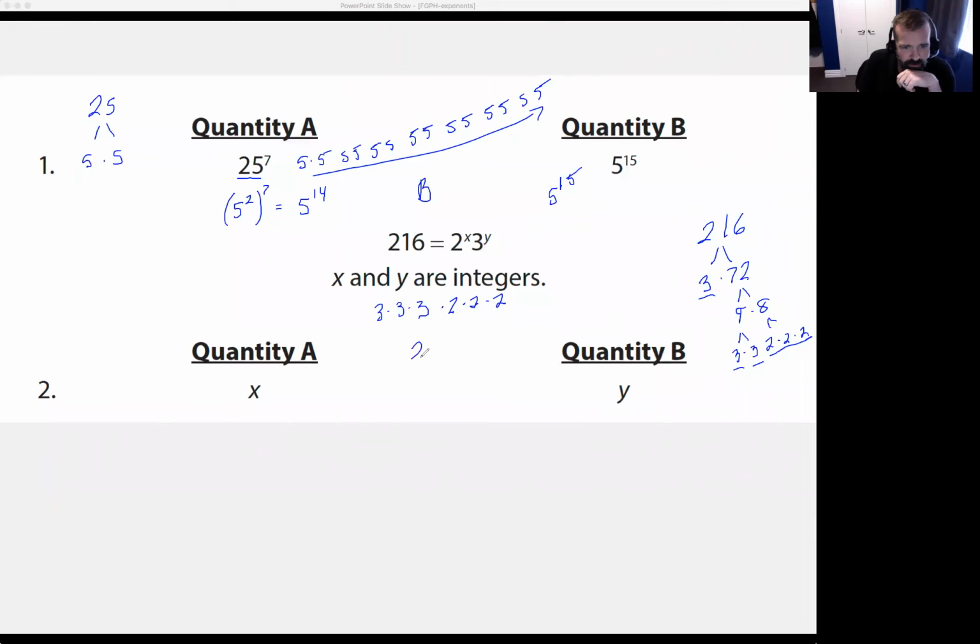So that would be 2 to the what power? All right, 2 to the 3rd power, 3 to the 3rd power, and x and y are integers. So that x must be a 3, that y must be a 3. So I got 3 over here, 3 over here. Hey, what's my answer? They're the same, so answer choice C. All right. So again, same tool, prime factor tree, just helps me figure out what it's all made of.